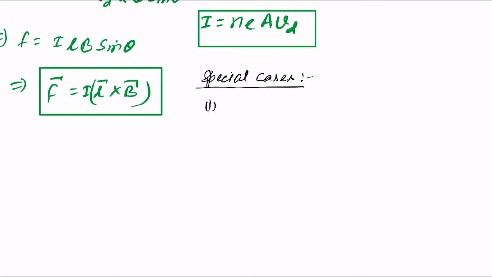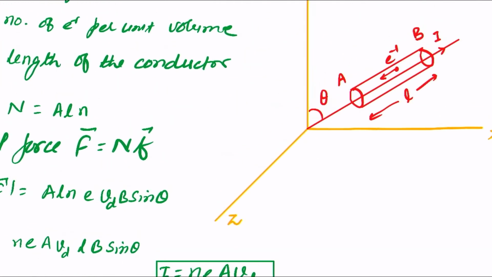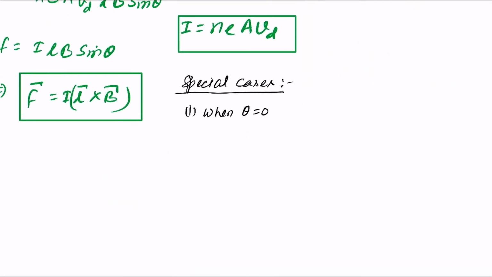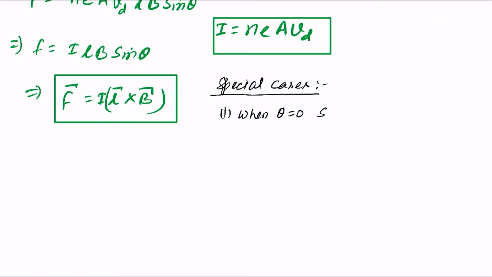Special cases. The first one, when theta is equal to 0. That means the conductor is in the direction of magnetic field, and we know that when theta is equal to 0, then sine 0 is equal to 0, and again the force will be 0. That means the conductor will experience no force.